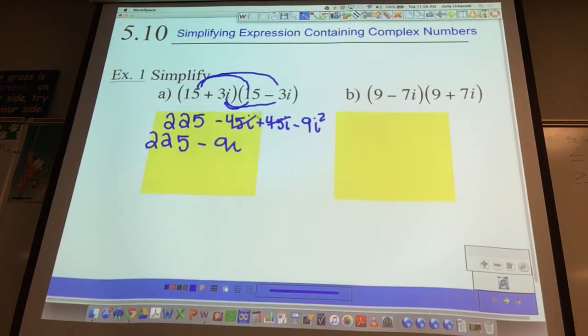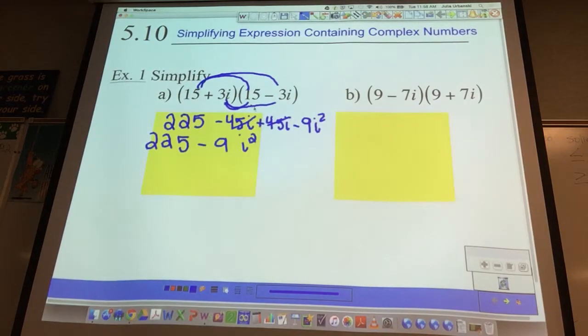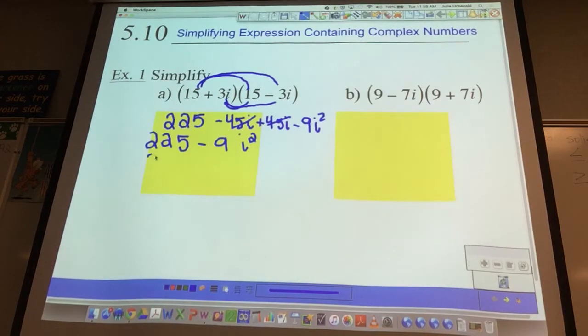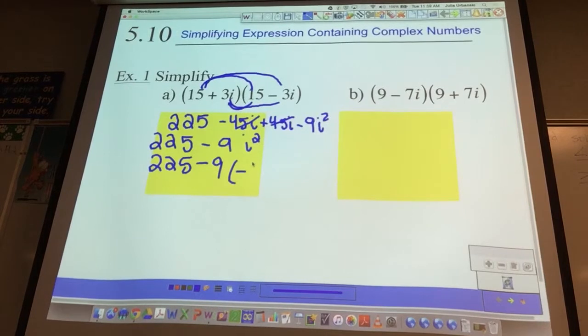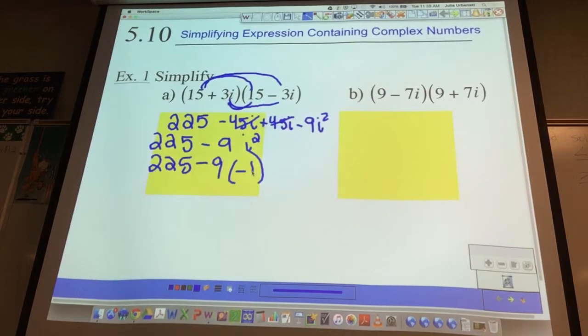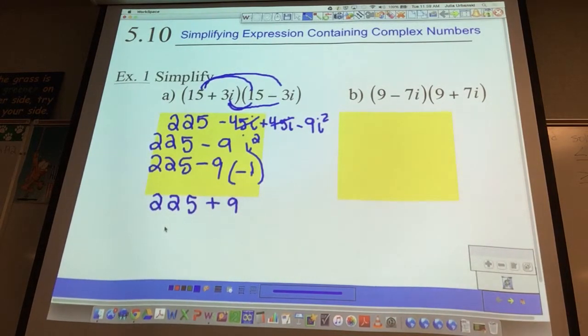Now, you can only do that shortcut if you recognize it. You can't do it every time, only when everything matches except one's positive and one's minus. All right, now this we know how to do. 225 minus 9 times i squared, which is negative 1. So that's 225 plus 9, and this is where the answer was that someone was saying. 234? Is that right? Sounds right.